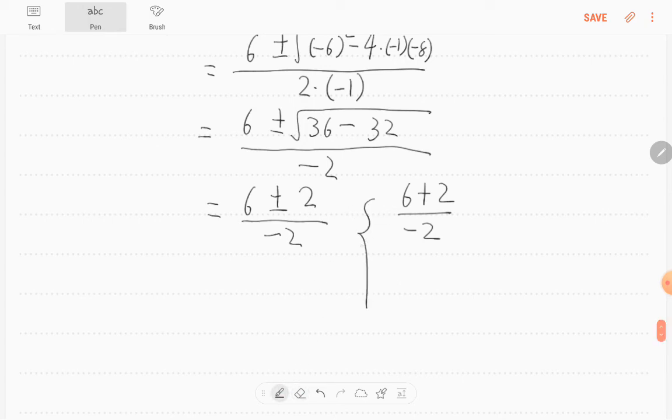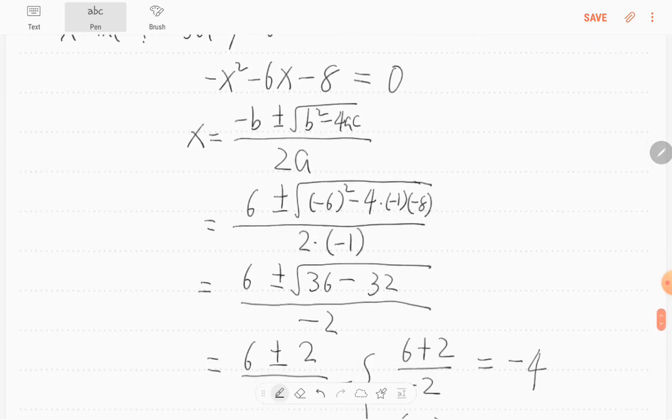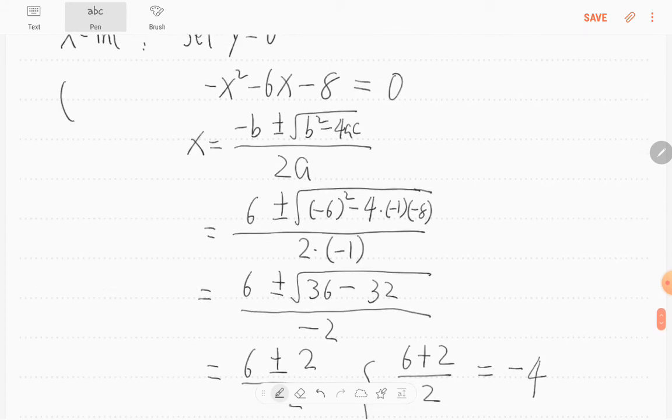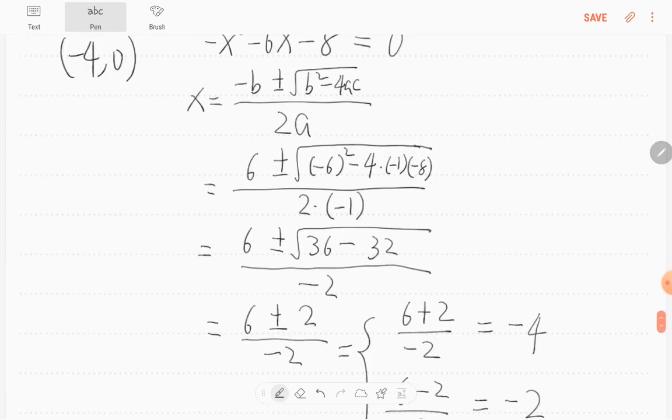which is equal to negative 4. Another one is 6 minus 2 over negative 2, which is negative 2. So you have two x-intercepts. One is (negative 4, 0). The other one is (negative 2, 0). Okay.